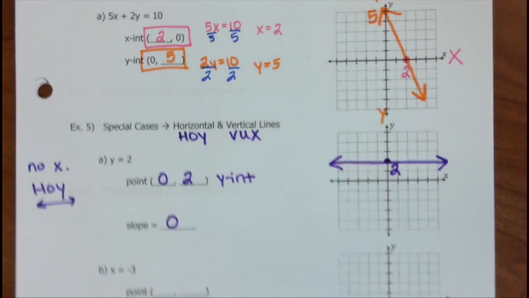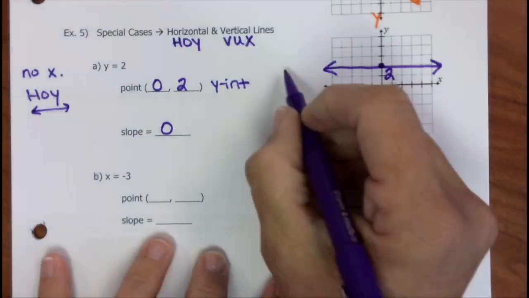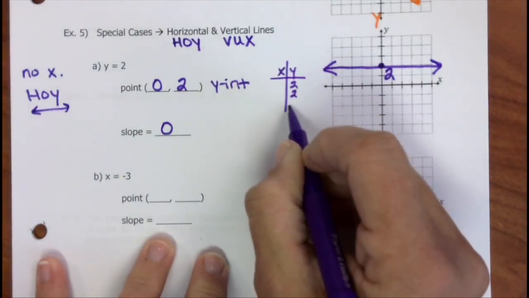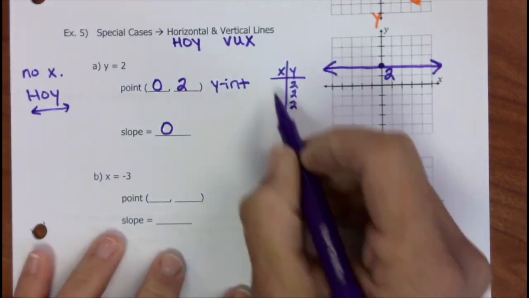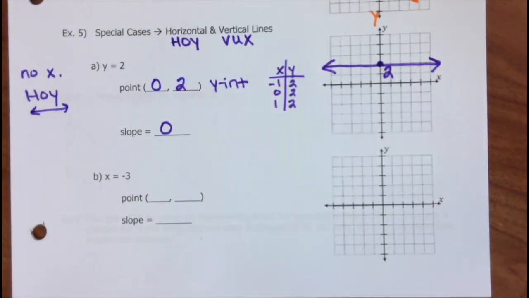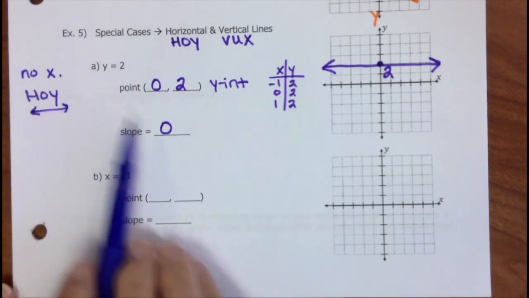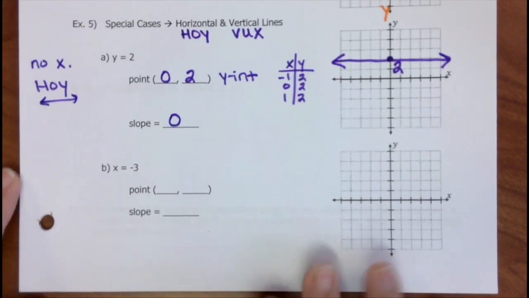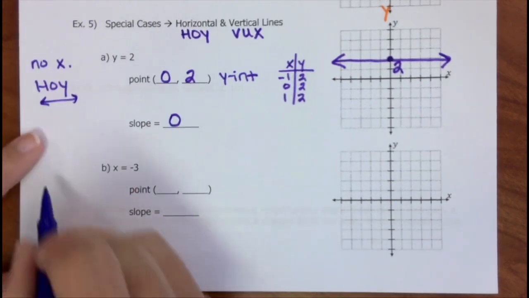Again, if you were to look at a table for this one, every single y value would be 2. The x's would change, but every single y value would be 2. Okay, is what that says. Okay, there's no slope, so technically it's 0x, which is why we don't have it.